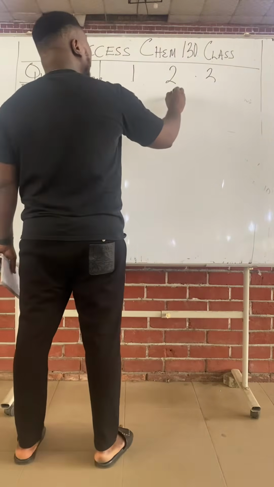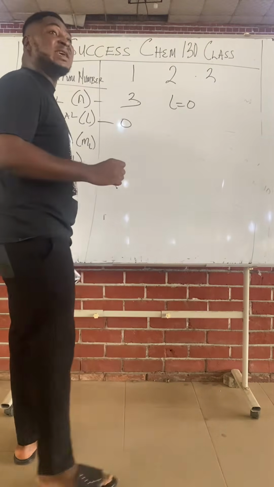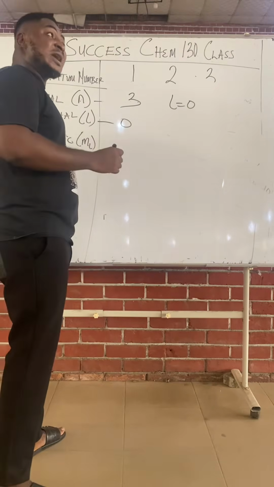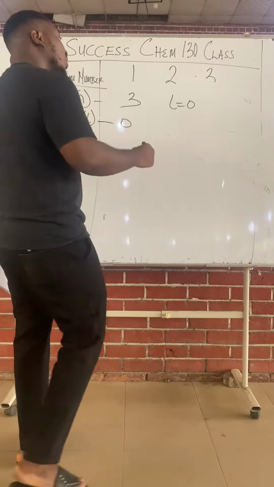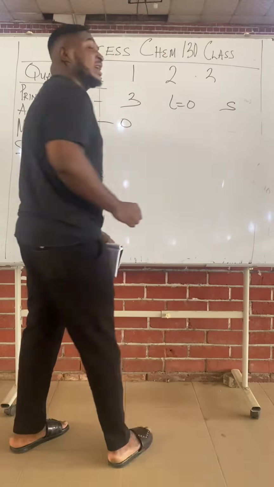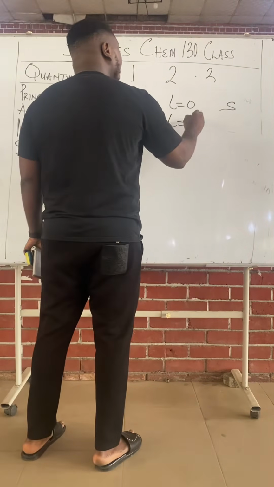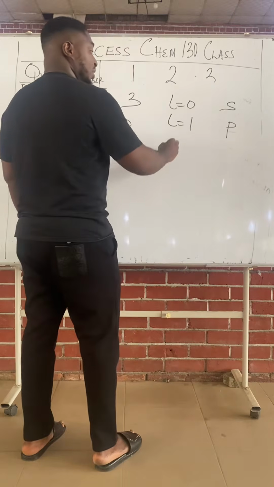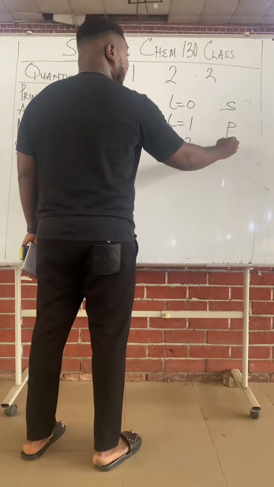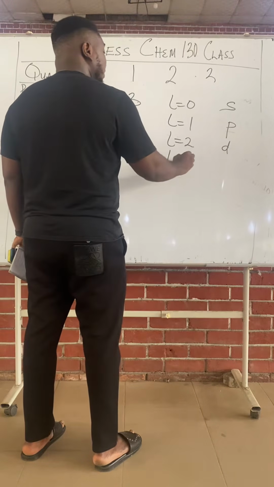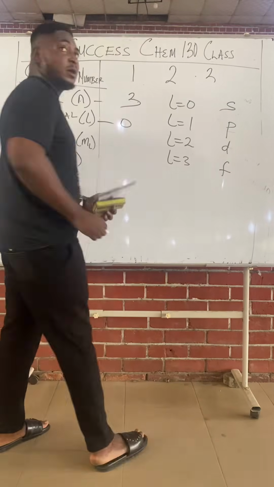And when someone's azimuthal quantum number is 0, it represents a particular orbital. If you are told that azimuthal quantum number is 0, class, it means that the electron is existing in the S orbital. If the azimuthal quantum number is 1, it means that you are dealing with the P orbital. If azimuthal quantum number is 2, you are dealing with the D orbital. And if azimuthal quantum number is 3, you are dealing with the F orbital.